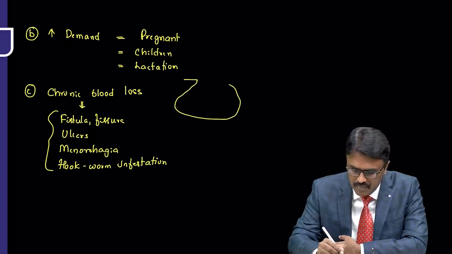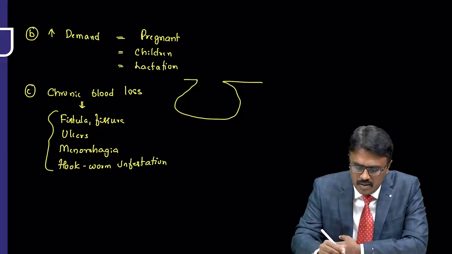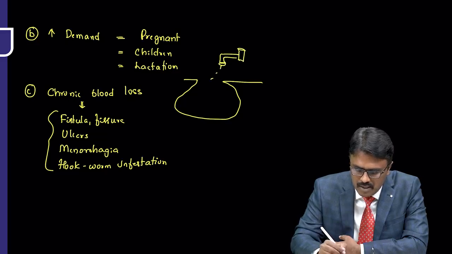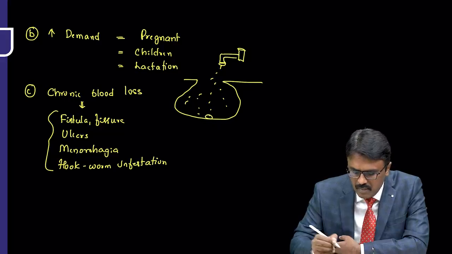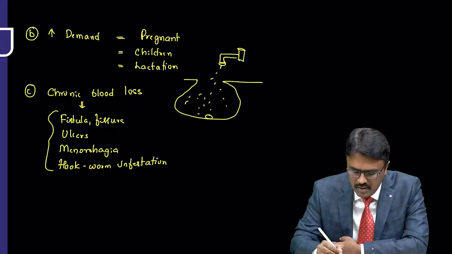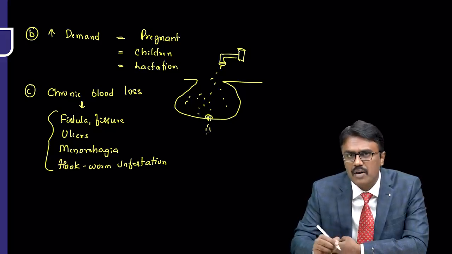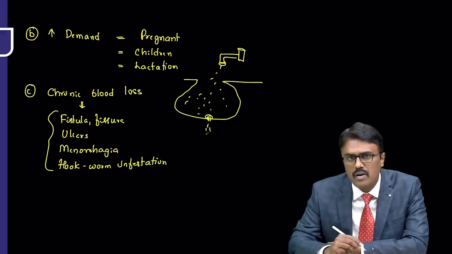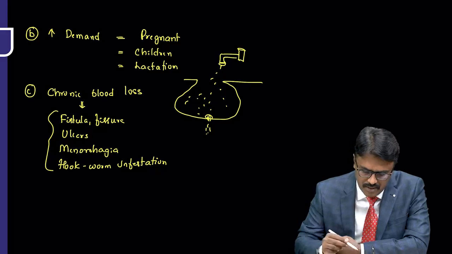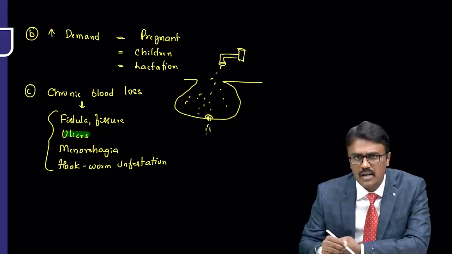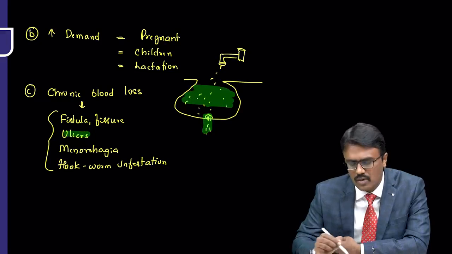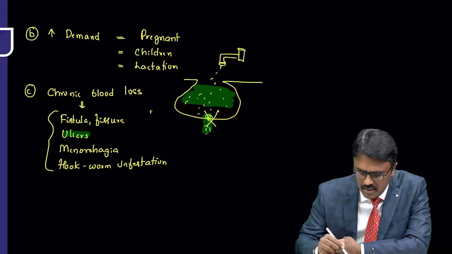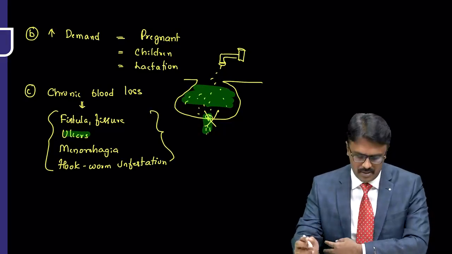Now take the example: suppose there is a pot and the pot is empty. You are putting water through the tap, which is like giving iron. Now it will fill. But if the pot has a hole, whatever you give will be lost, and the tap will keep on giving but the pot will not fill. The same thing happens here. If the patient has an ulcer or fissure or anything I have mentioned, if you start giving iron, you will not correct the hemoglobin because there will always be a loss. So patch up this loss, that is, treat the cause. This is very, very important.